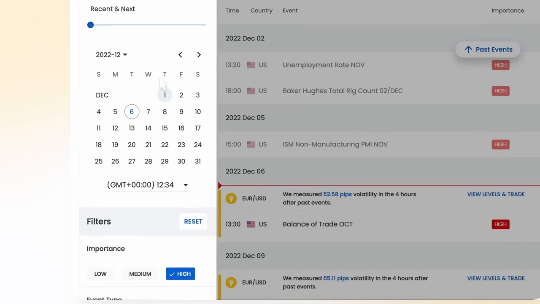Use the tabs at the top of the calendar to adjust to the time frame relevant to your trading. We can specify by day, week, month, or even a custom range. The default is the recent or next, which lets you easily track events that have just occurred or are about to occur. Let's look at the US economic events happening recently.